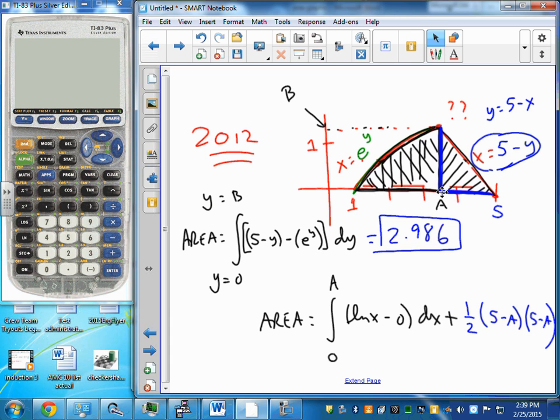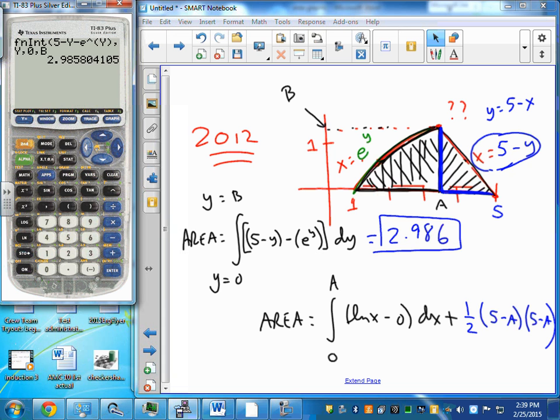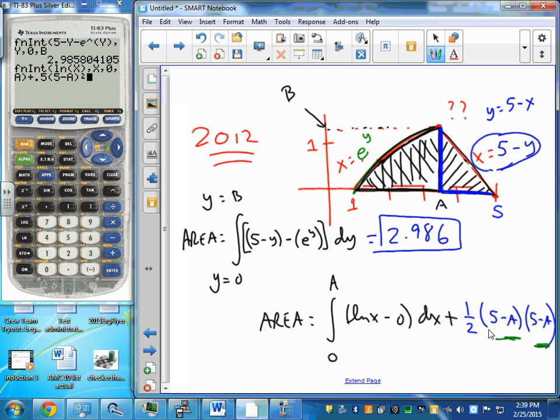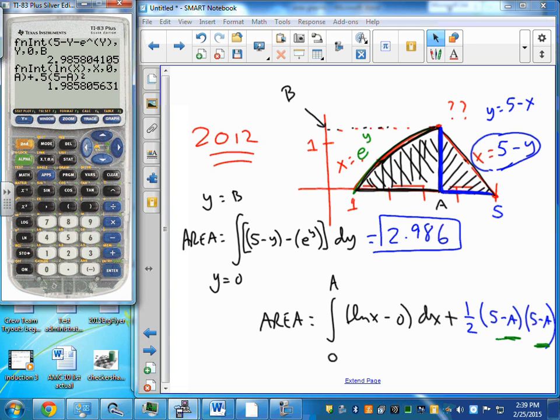Let me go ahead and enter that in the calculator just to see that we get the same thing. So math 9, the natural log of x, that's a nice simple integral, minus 0, I don't have to write that. X is the variable, x running from 0 to a. Okay, so that's that. And then we also have to add 0.5 times 5 minus a, and I'm going to square that, since it's 5 minus a times 5 minus a. So that should give us the same answer. And somehow we don't get the same answer.